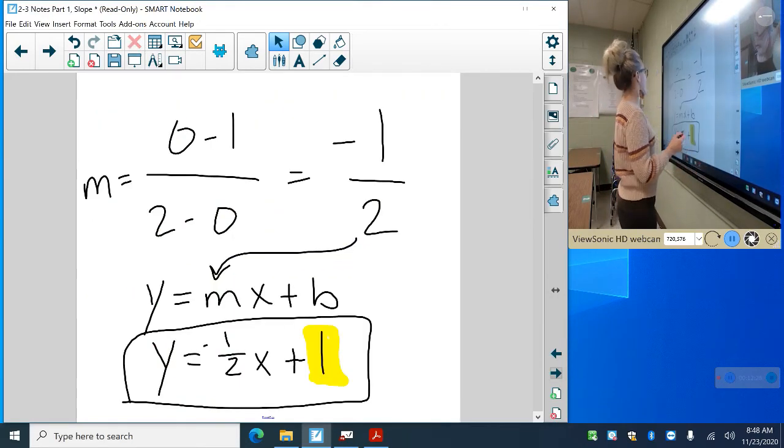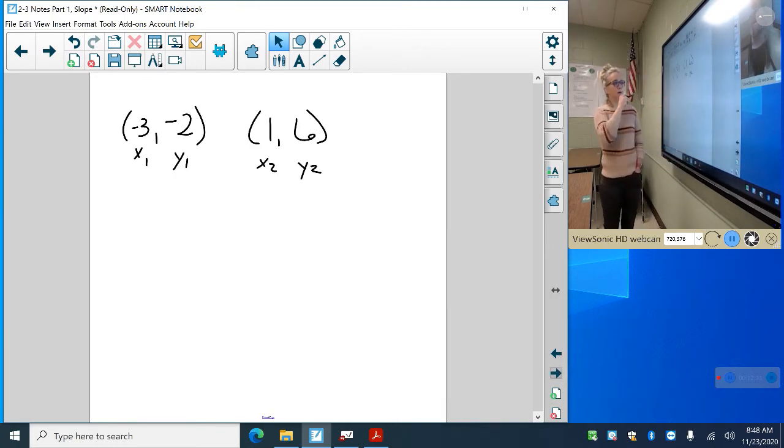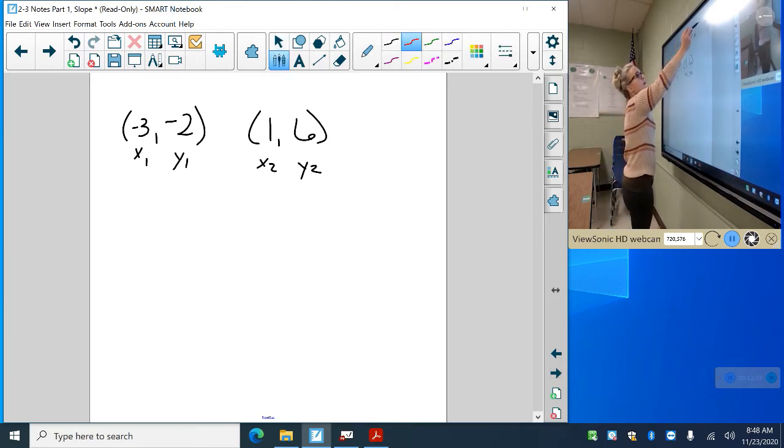All right, let's try another one. Whoops. Oh, that's the same problem. Let's try another one. Okay, given 2 points, write the equation of a line. Well, first thing I need to do is find my slope. Slope is y2 minus y1 over x2 minus x1.